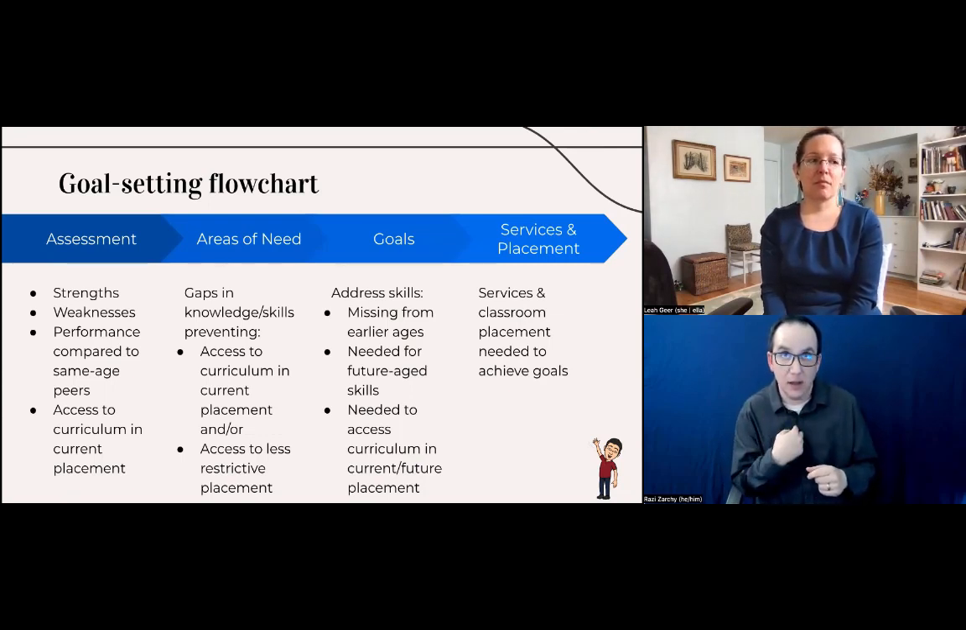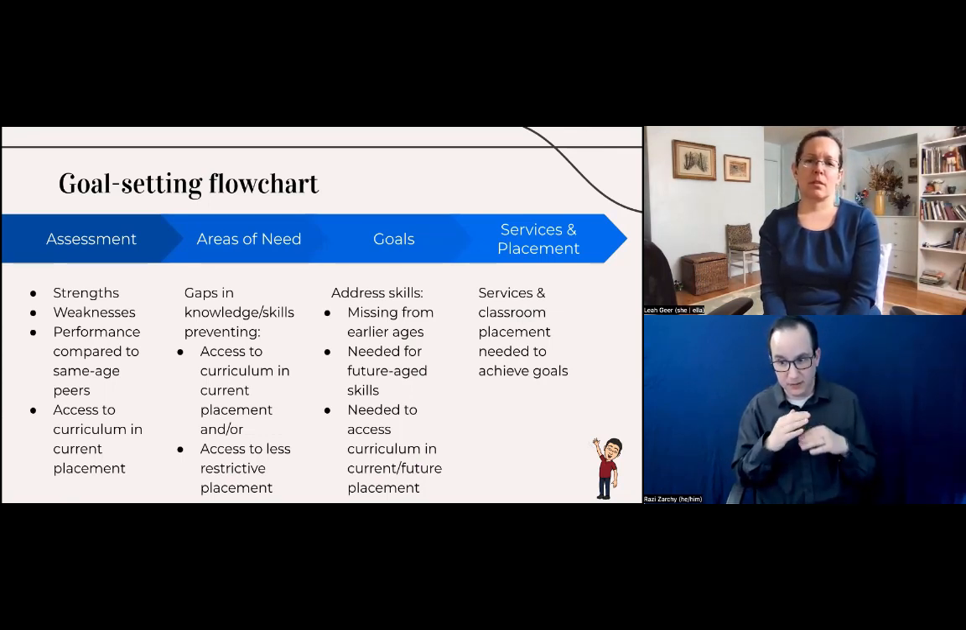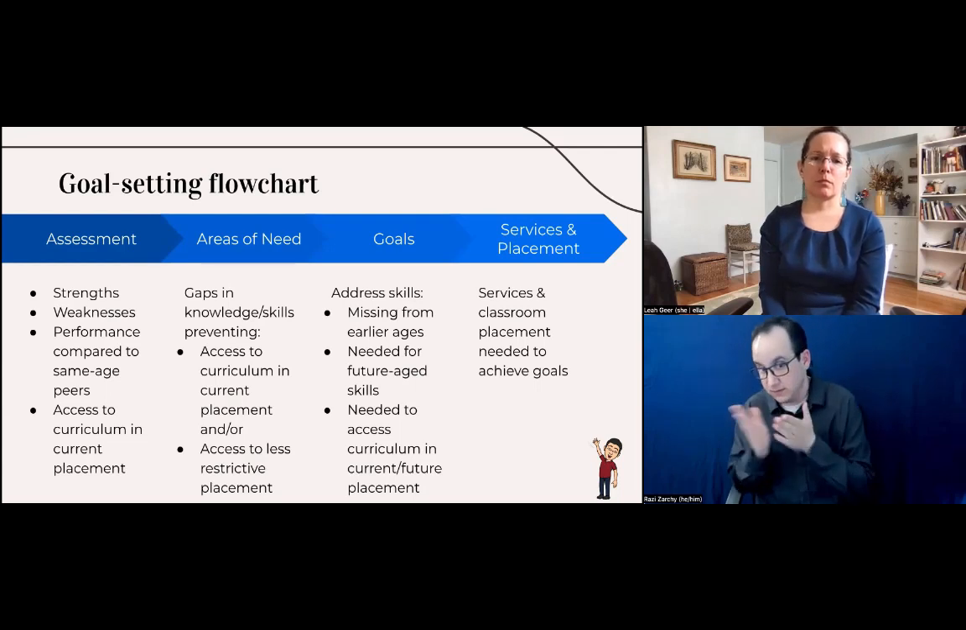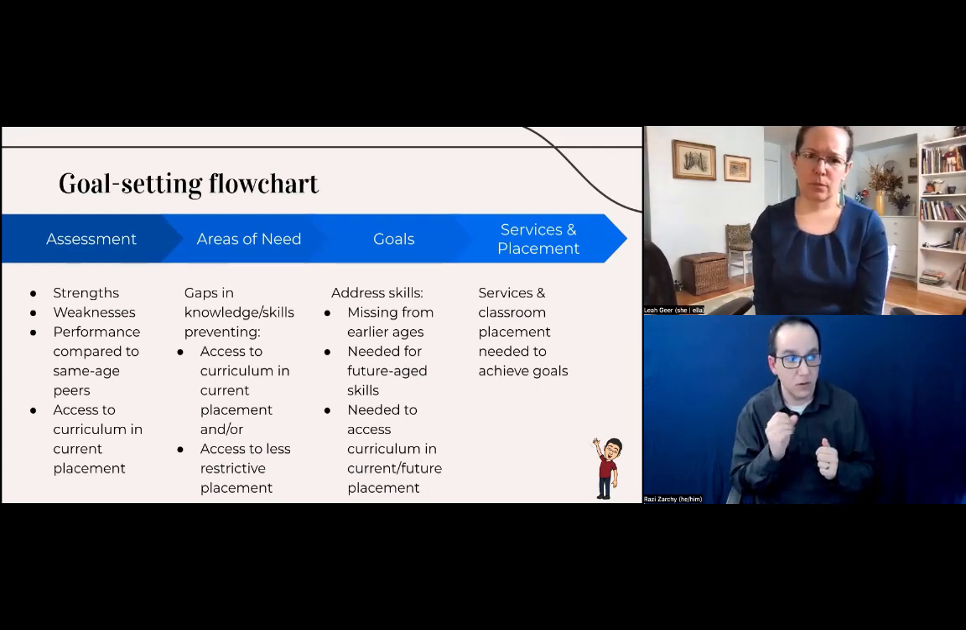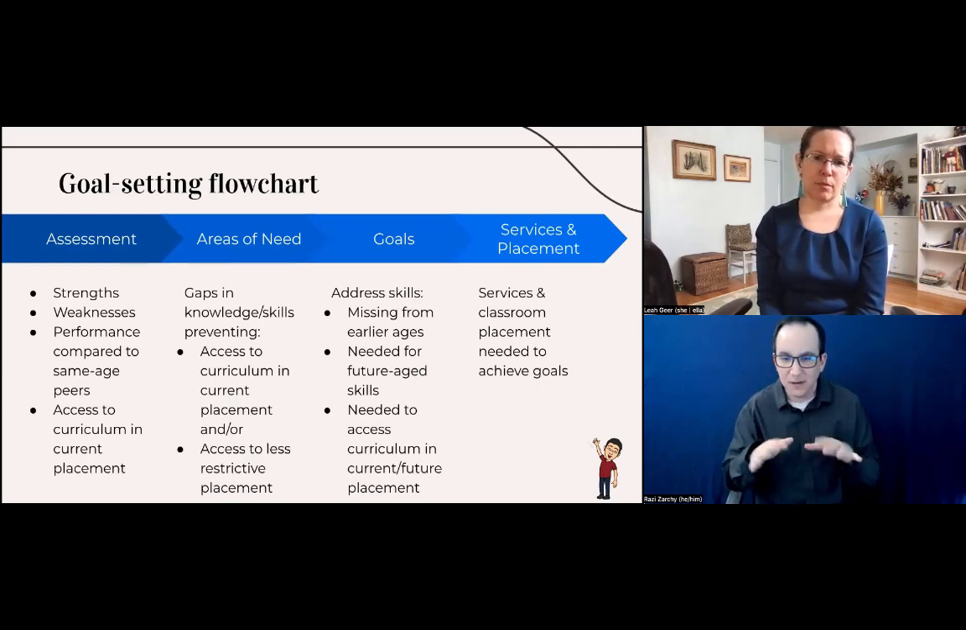All right, so something that we did talk about in grad school that I can remember, at least for me, didn't come to light until I was within the school system. I worked with someone who harped on this exact thing, the goal setting flowchart, which very much helped me understand how to figure out goals and incorporate services. So I'm just passing this along, and hopefully this will help you out as well.